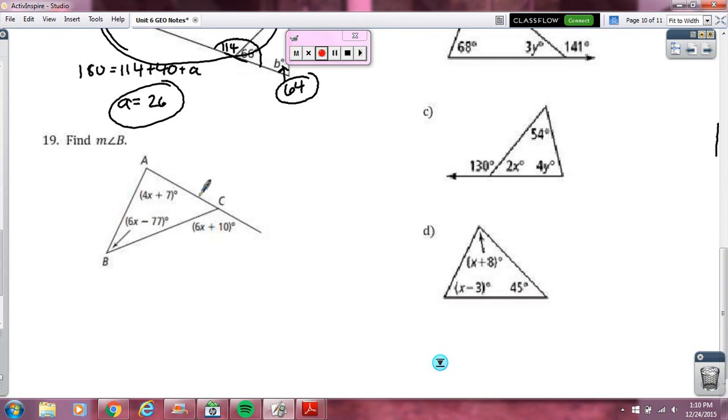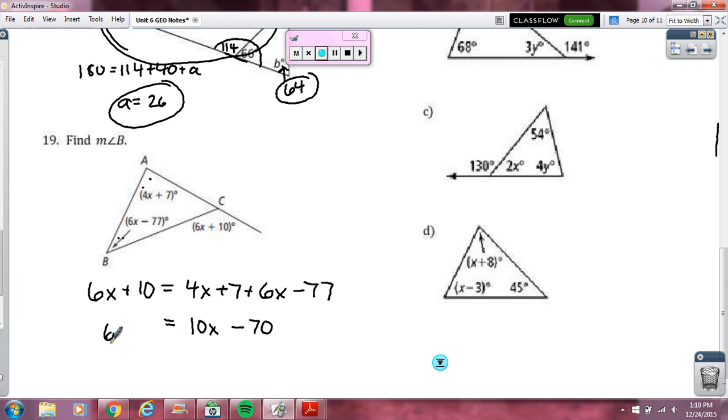Alright, and find the measure of angle B. Ooh, exterior angle theorem. That outside angle, 6x plus 10, is going to be equal to my two remote interiors added together. And then I will combine some like terms and solve for x.